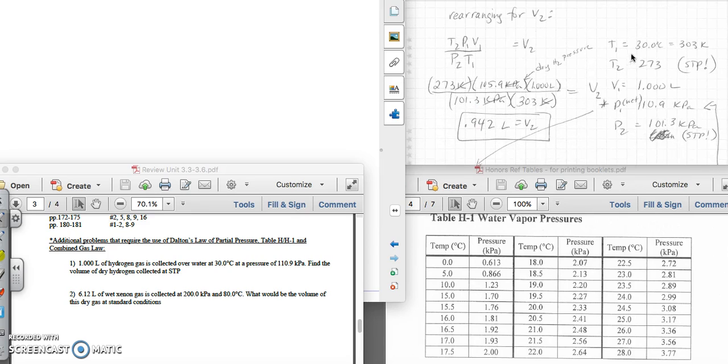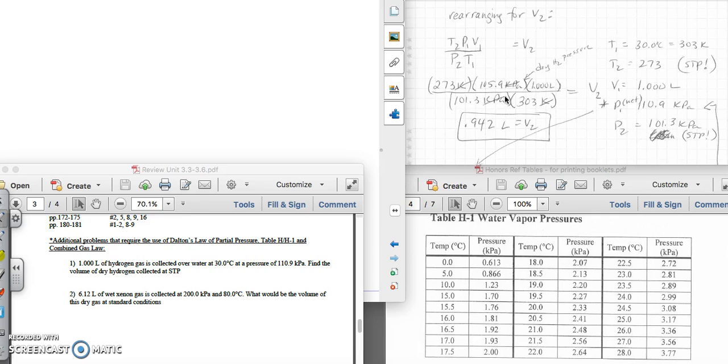Defining all our variables, T1 was 30 degrees Celsius, so 303 Kelvin. T2 is 273 Kelvin. We get that from standard temperature and pressure. Standard temperature is 273 Kelvin. V1 is the 1.000 liters as defined in the problem. The initial pressure, which I'm calling here the wet pressure, is 110.9 kPa, that number was given to us. So we're going to have to modify that number before we directly plug it into the combined gas law, but we'll come back to that. P2 is our new pressure. It's going to be standard pressure, so 101.3 kilopascals.